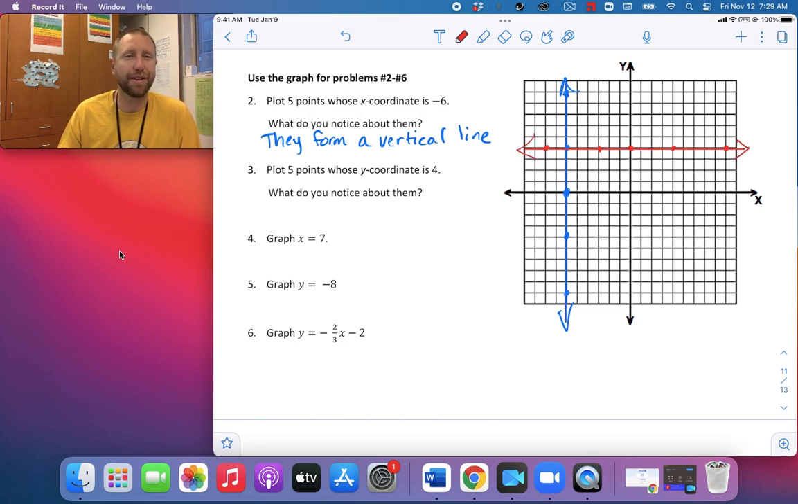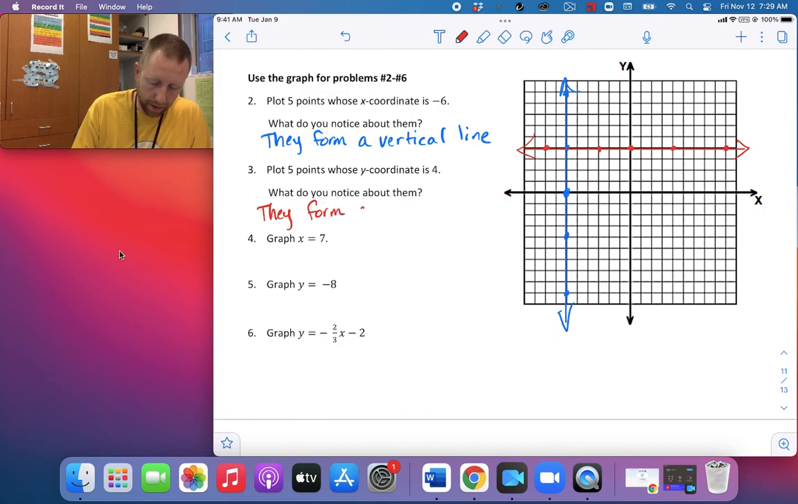Well, I noticed the same thing we noticed in the lesson. They form a horizontal line.